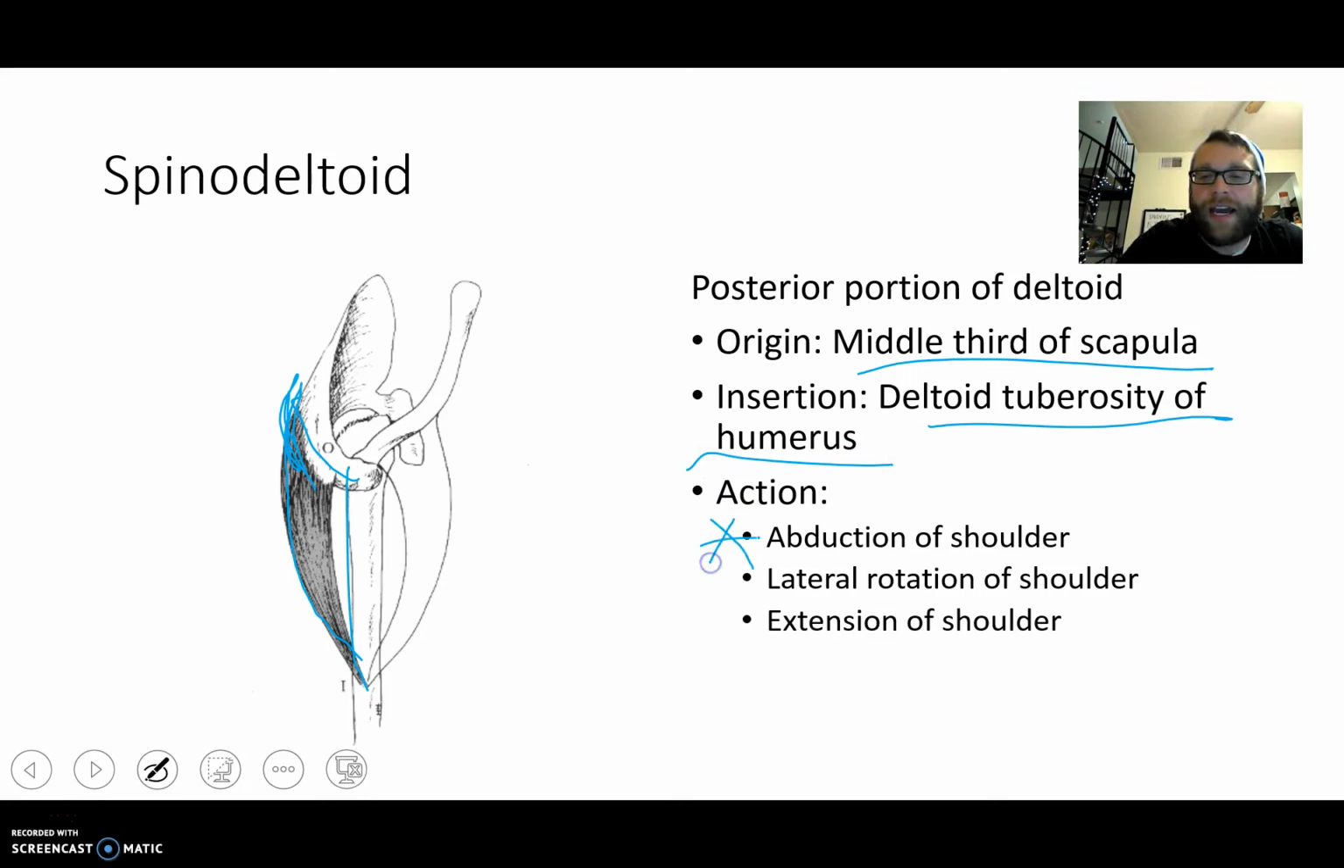And actions: abduction of the shoulder, lateral rotation of the shoulder, and extension of the shoulder. So the nice thing about memorizing it this way is that if you know a term associated with motion and you're dealing with the shoulder, your deltoids are probably going to do it. They're related to a lot of motions there.